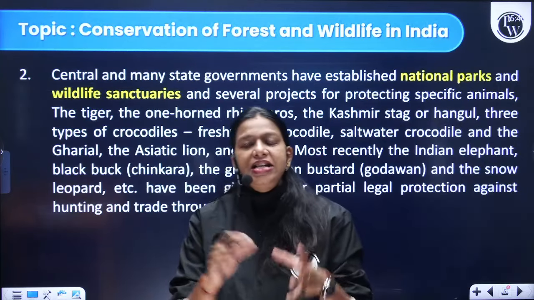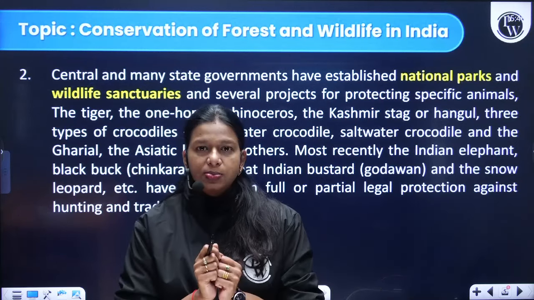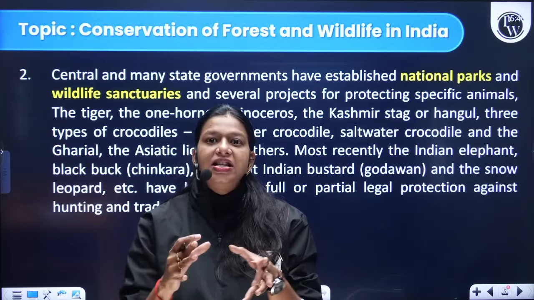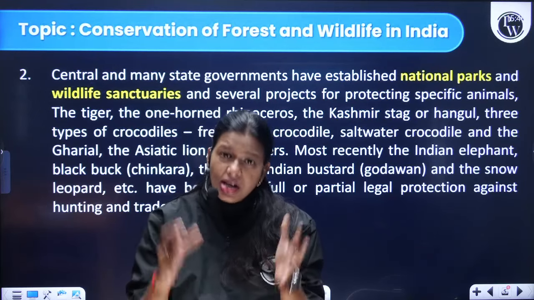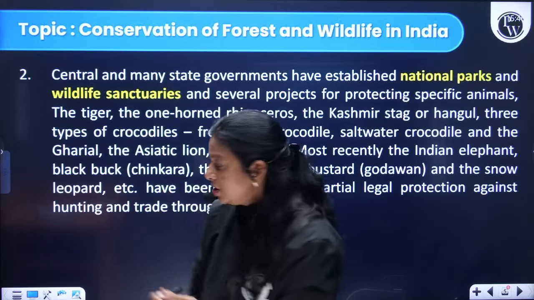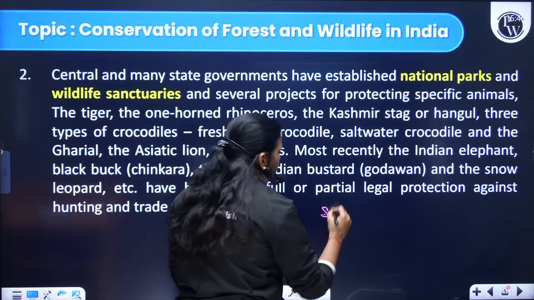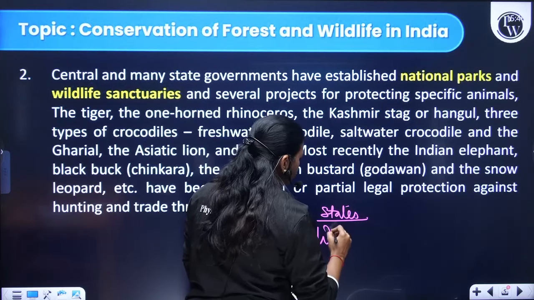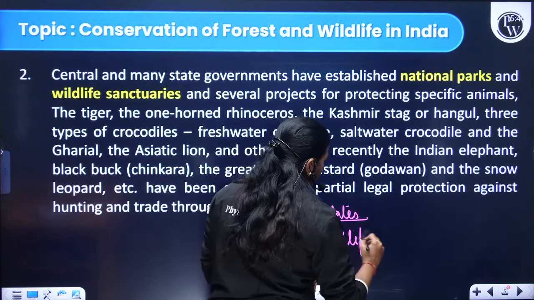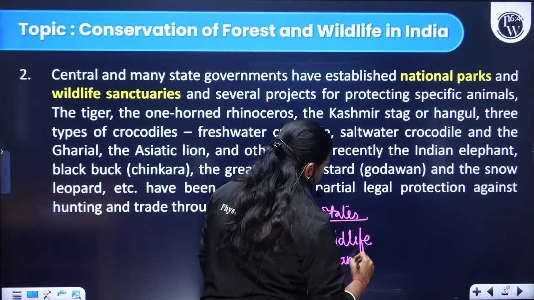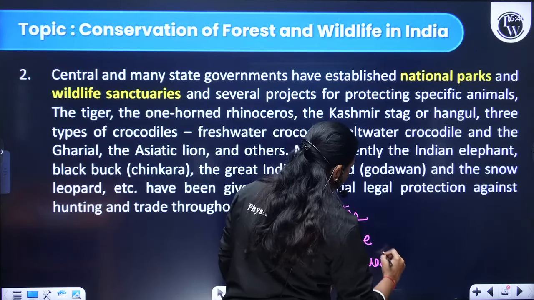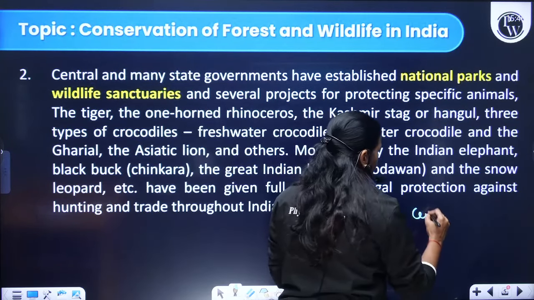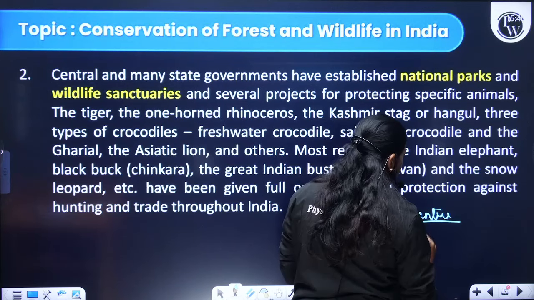The center and the state government also took responsibility to make sure that the part which is under their territory, under their jurisdiction, is also given protection. What kind of protection? The states created wildlife sanctuaries. And the central government created national parks.